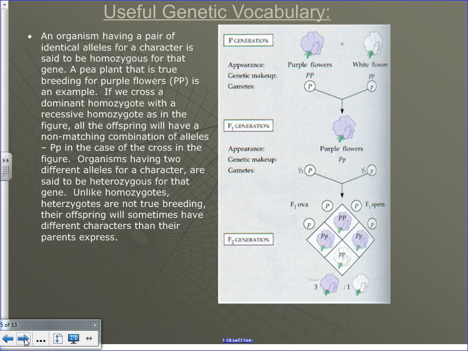Okay, so an organism that has a pair of identical alleles. Okay, alleles are the different forms of a gene. Okay, so there are essentially three alleles for blood type: O, B, and A. Okay, everyone follow me on that? Yeah. Okay, for flower color, there are two alleles: purple or white. Right, and that's what we're looking at here, is the two alleles of this gene.